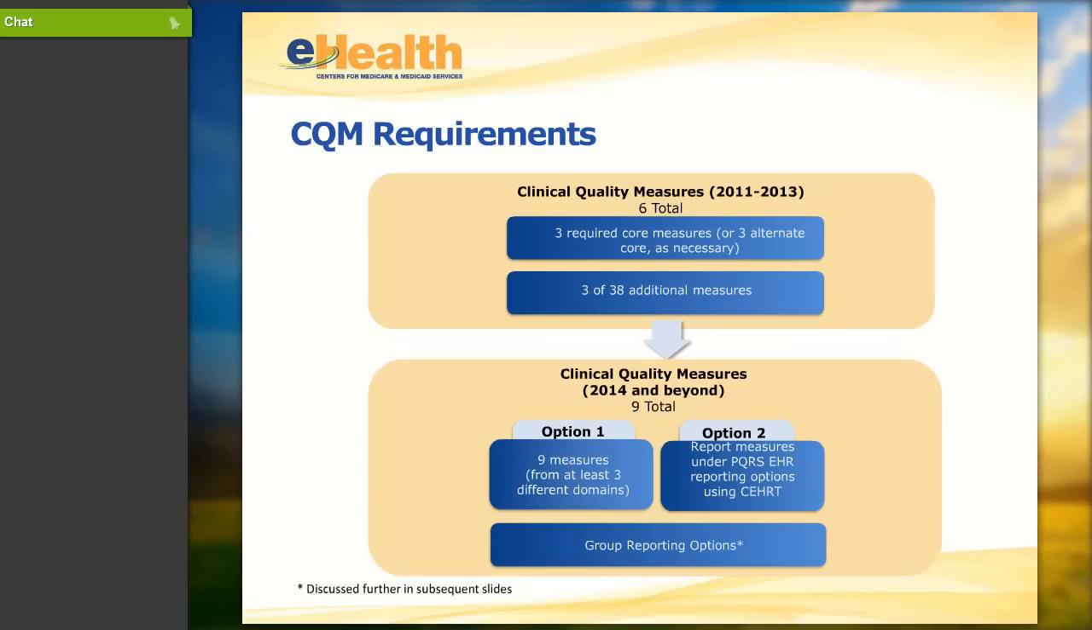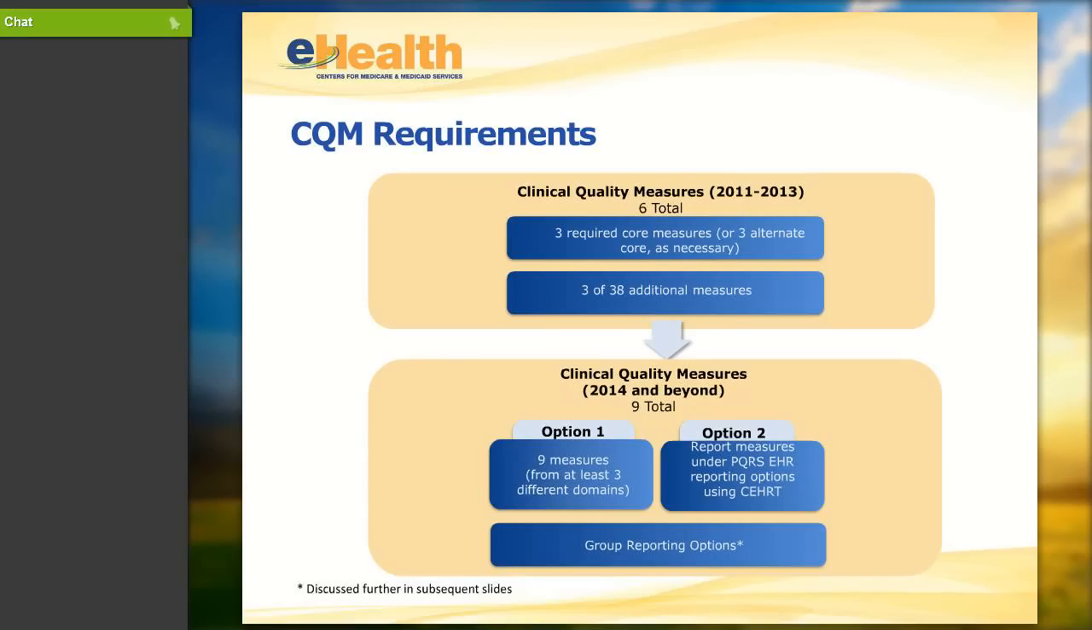We're moving to a total of 9 measures in 2014 that you'll report on. And we are looking at a domain concept that I'm going to talk about in a second. But there are going to be a couple of different ways that you can report. One of them is what you see here in option 1, and that is reporting 9 measures out of a total of 64 that we have available across different domains or buckets of different clinical quality measures.